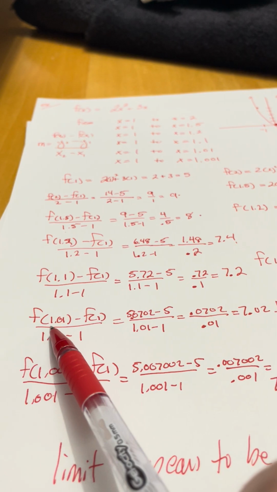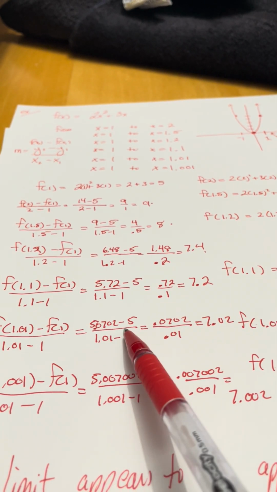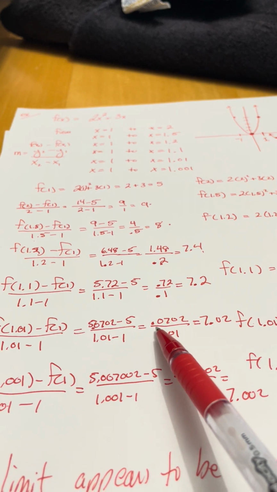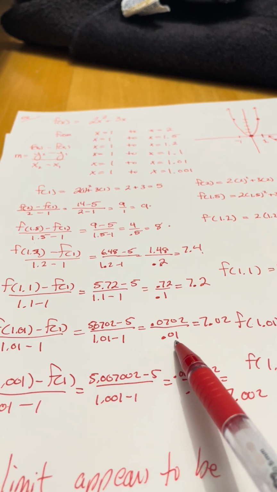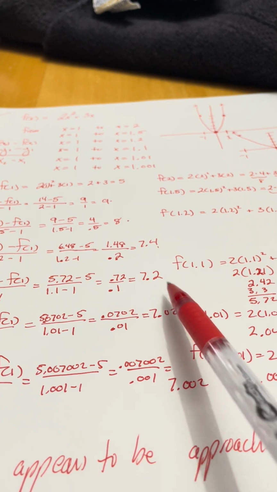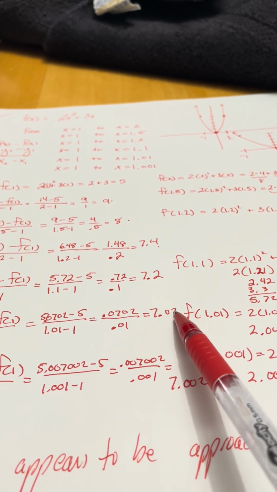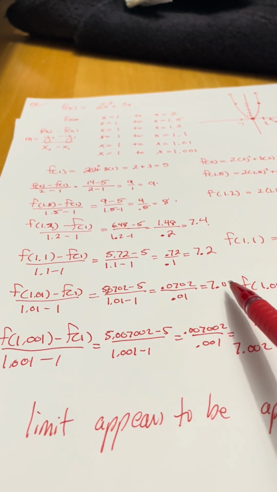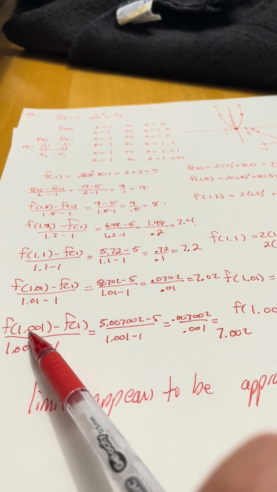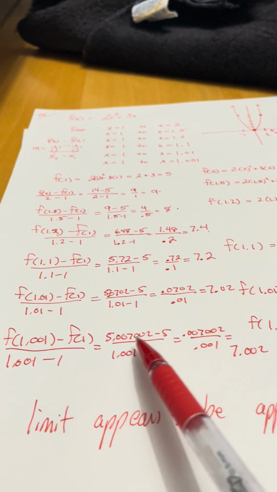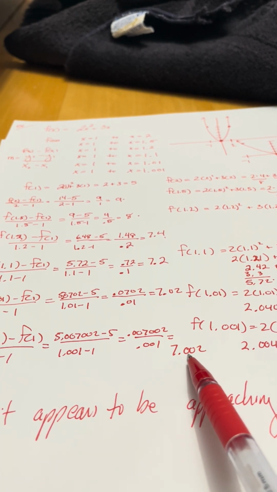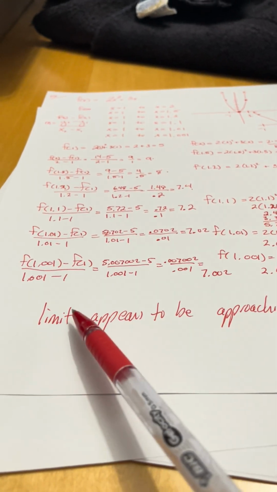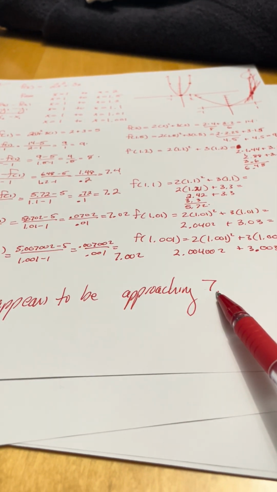And now we're going to do f at 1.01 minus f at 1. When we do this computation, we're left with 0.0702 divided by 0.01, since 1.01 minus 1 gets that 0.01. Well, now we're at 7.02. See, we're getting closer and closer to a value, and that's the idea of the limit. Now we do the 1.001, and what we find is, when we do our computations, we have 7.002. The limit appears to be approaching 7.